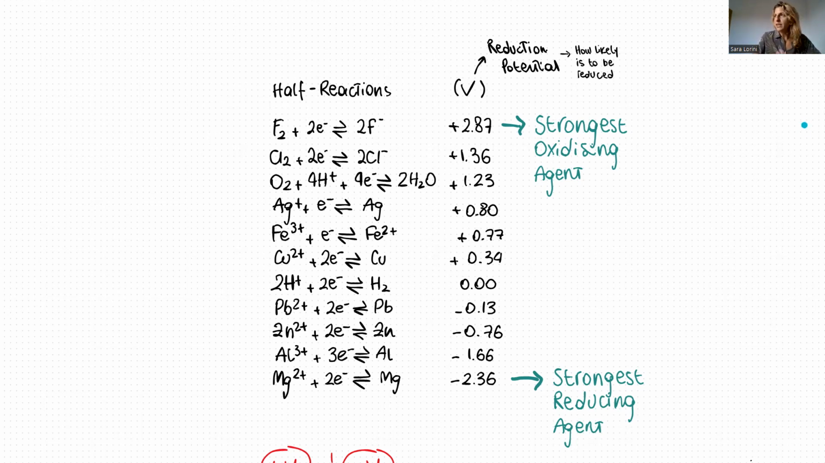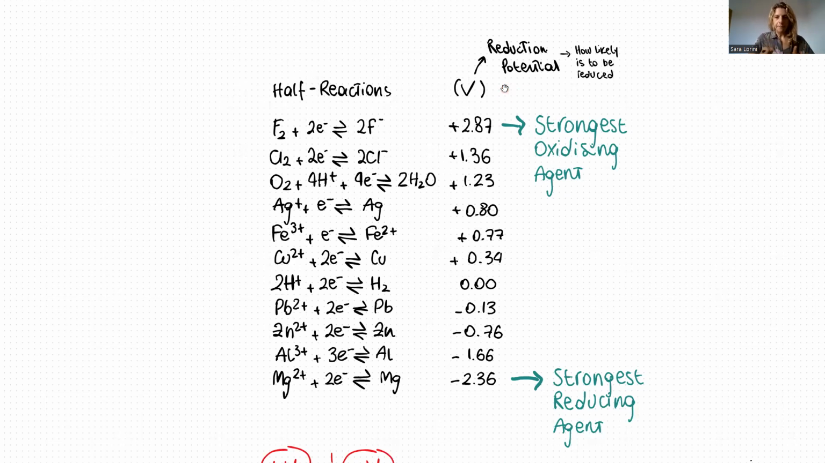So the reduction potential is, I'm just going to put the highlighter on so you see exactly what I'm looking at, the spotlight. Okay, very good. We're looking right here. So the reduction potential, remember, is how likely a substance is to be reduced.